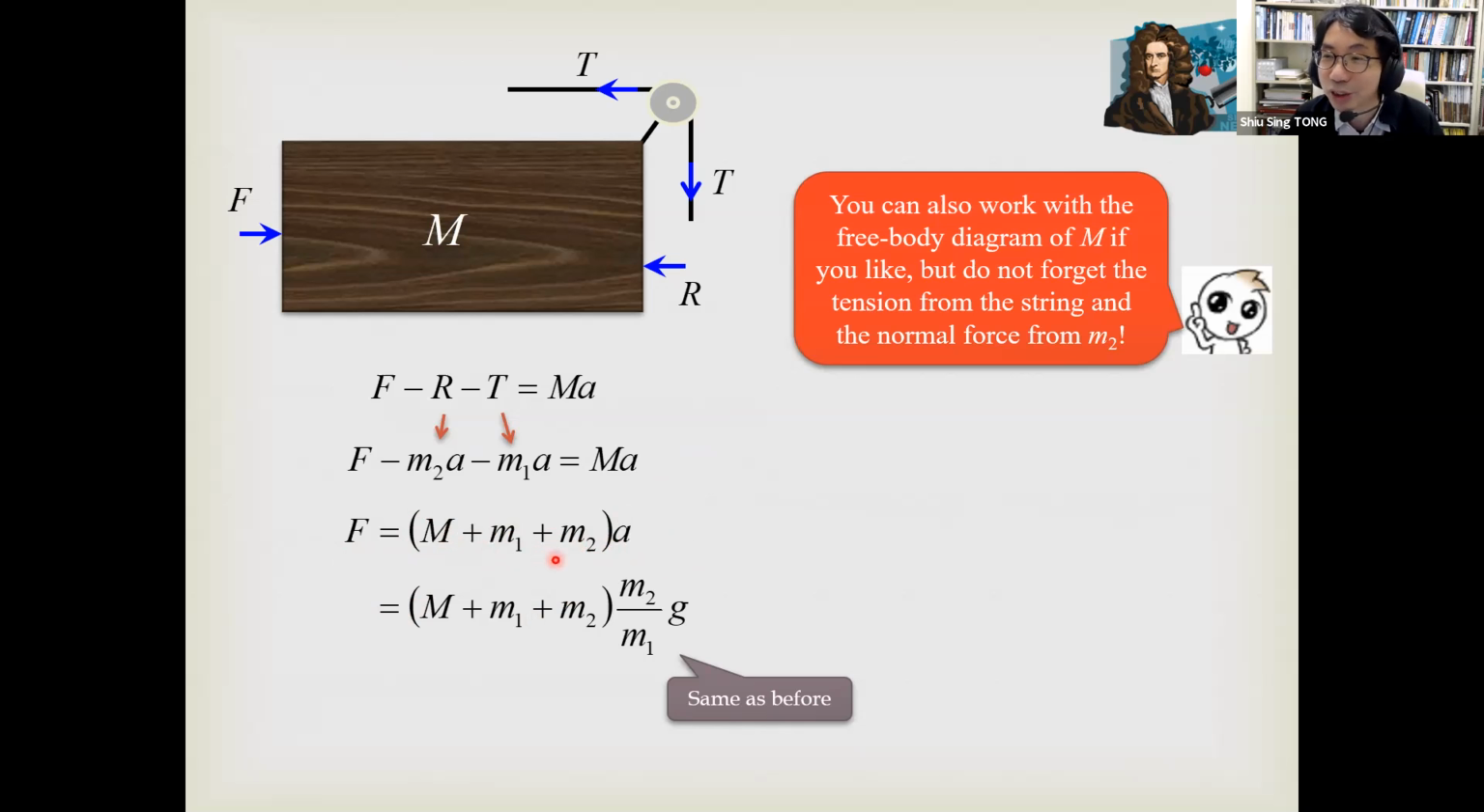This is just Newton's second law for the system as a whole. So eventually, when I put in A, I get the final answer as before. Okay. Now, of course, in this case, there is no advantage for you to consider the free-body diagram of the trolley M. Okay, but it's important for you to be clear about those concepts. What forces are pushing and pulling the trolley, and you should be able to set up the free-body diagram for the trolley if that is needed.